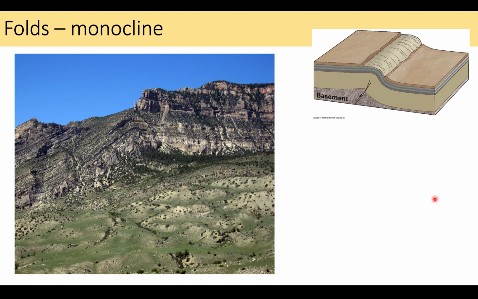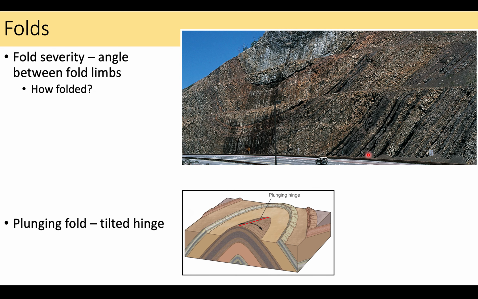So another type of fold is called a monocline. So this is where it looks more like a step. So that first layer is kind of folded and collapsed over, but it's not a perfect curve. It looks more like a step. That would be called a monocline. So folds are really interesting. They're absolutely amazing to see in person.